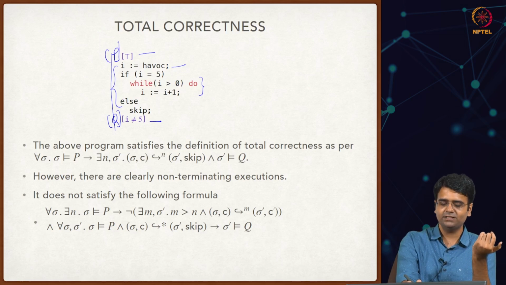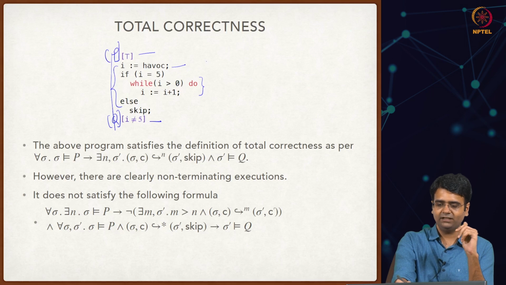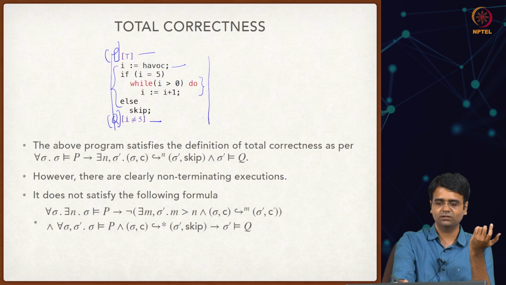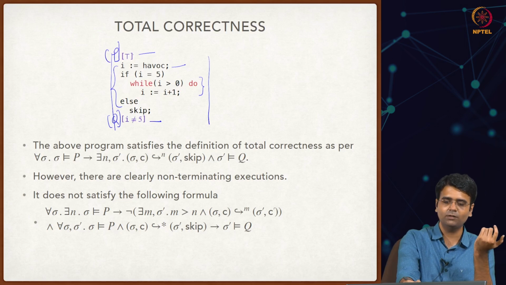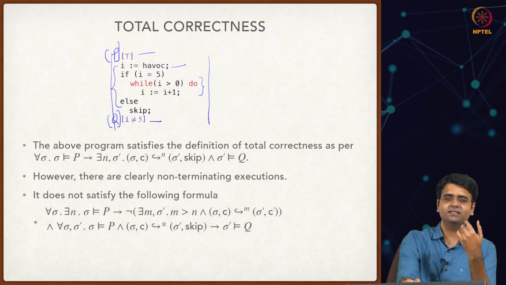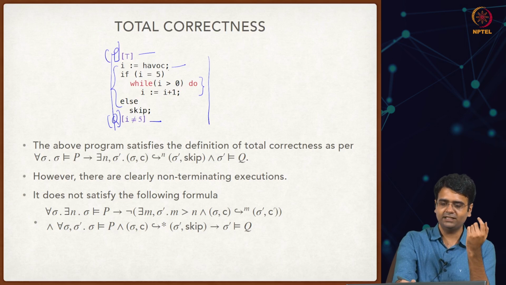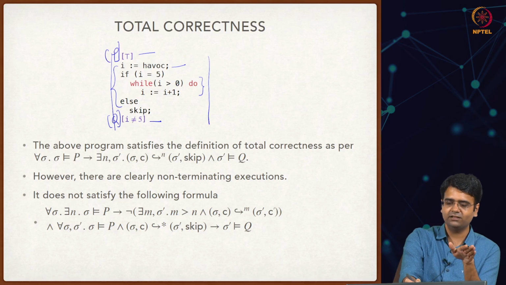On the other hand, if I is not equal to 5, then you're just skipping, which means that the program will terminate. Okay. So take a moment and think whether this program satisfies our total correctness definition. Is it true that if you start the program in any state, because P is true here, the program will always terminate? And clearly that is not the scenario.